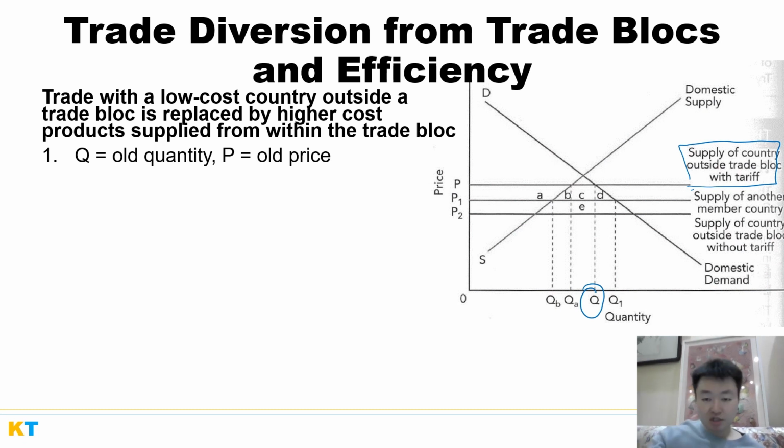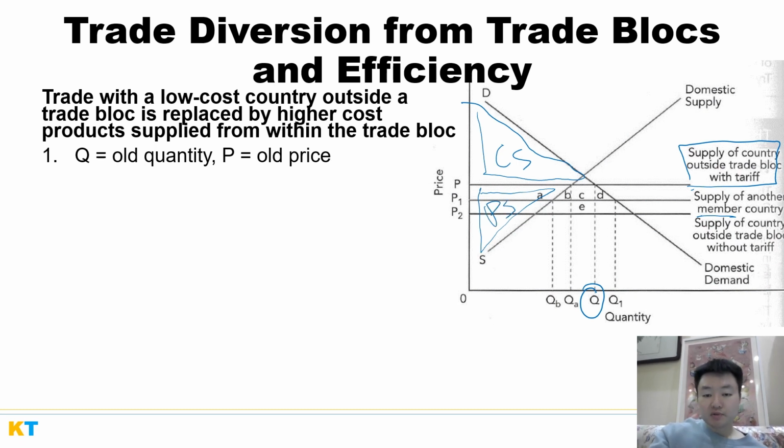And in this situation, we can actually just ignore P1 for now because this is about the member country. We're just concerned with P and P2. So in this situation, our consumer surplus is right here. This is our consumer surplus. Our producer surplus is right here. This is our producer surplus.